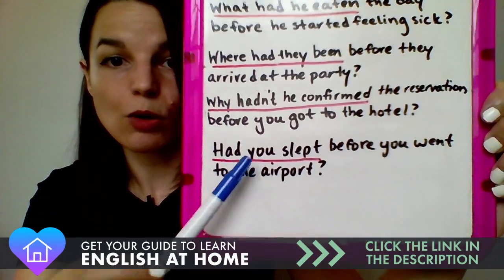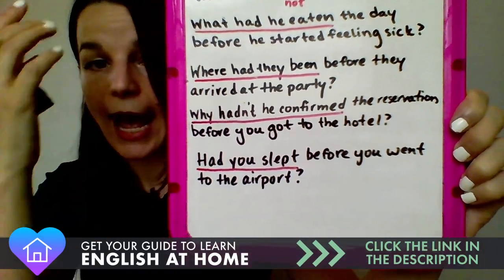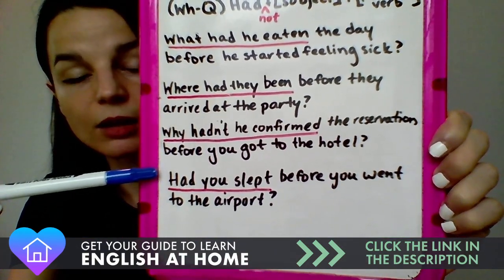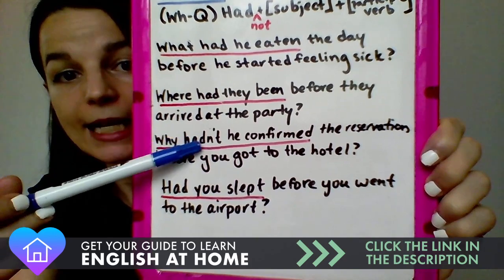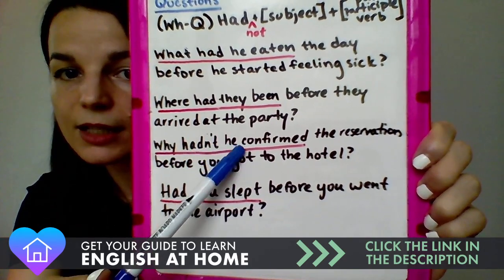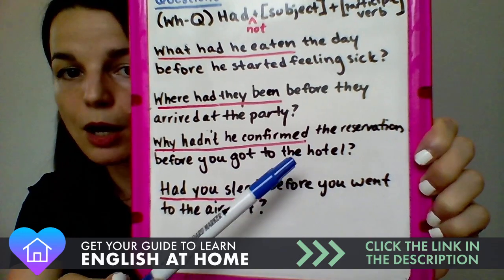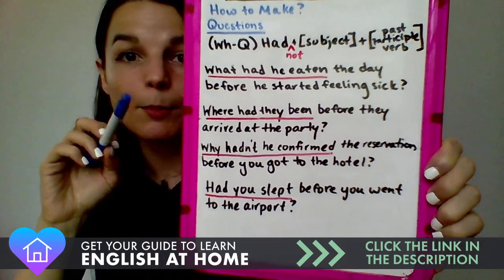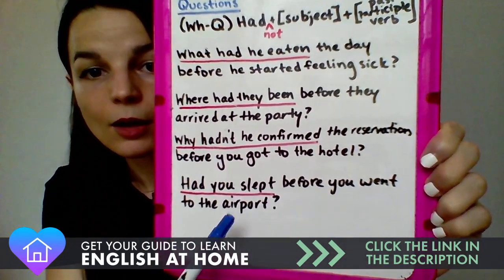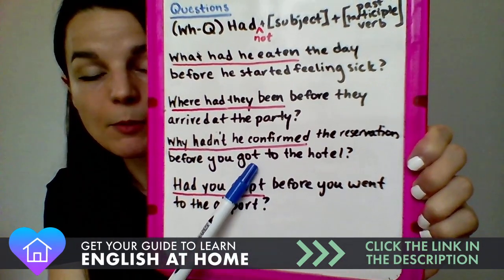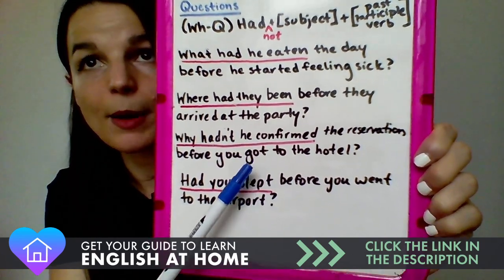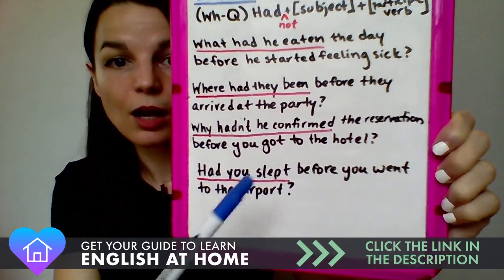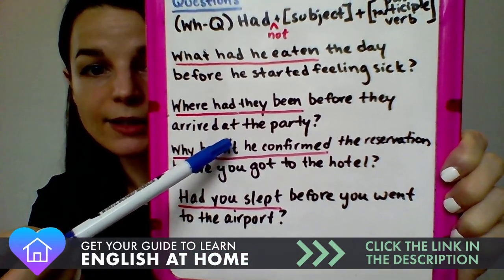Okay, let's continue on to this one then. Why hadn't he confirmed the reservation before you got to the hotel? So again, why hadn't, negative, yeah? Why hadn't he confirmed the reservation before you got to the hotel? So again, this is asking about an earlier action. Before you got, my past tense verb here is got. So the past tense of get, this is a casual way to say arrived somewhere. So this action, we want to ask about this one.